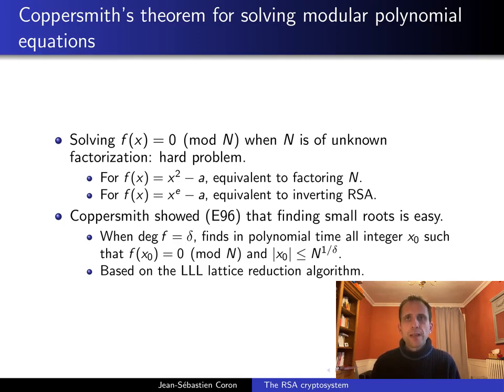However, Coppersmith showed that if we restrict ourselves to the small roots, then this problem is easy to solve. So if we are only interested in computing the small roots of the polynomial f, then we can do this in polynomial time. And we will see that the algorithm is based on the LLL lattice reduction algorithm. LLL is also a very important algorithm in algorithmic number theory and in cryptanalysis, so I'm also going to describe an overview of this algorithm.